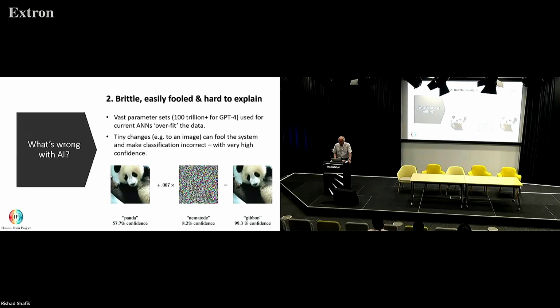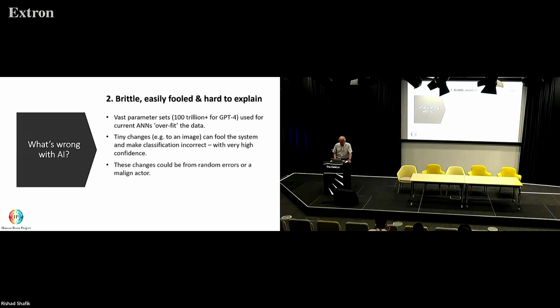Yes. Okay, so the systems are easily fooled. And in this case, the changes that caused the system to get the wrong classification were random errors. But of course, if you had a malign actor who was deliberately trying to confuse the system, then they could do that equally easily. And with designed noise, they could probably do it more systematically and with worse effects.